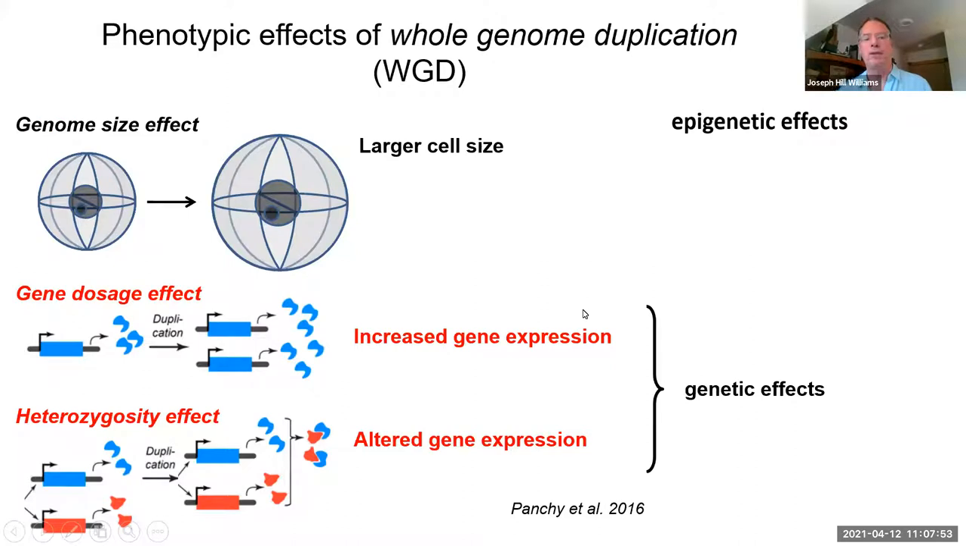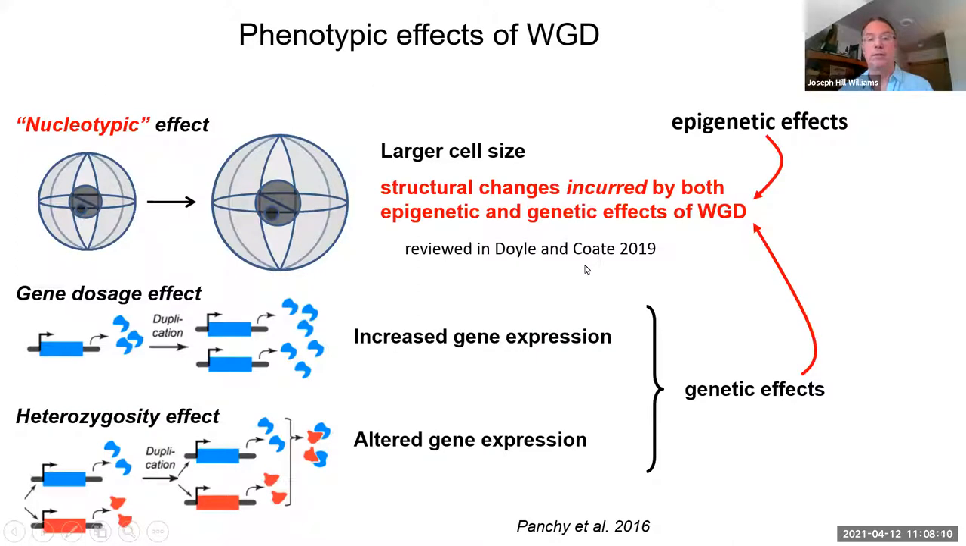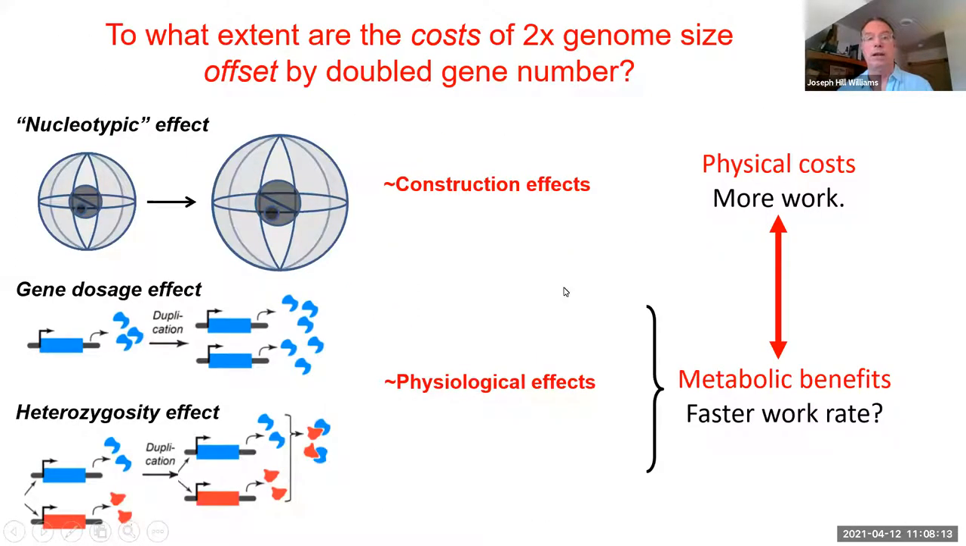But really the point I want to make here is that when you think about the phenotypic effects of whole genome duplication for pollen, or pollen tubes at least, you might think that there's larger cell size, but also there are effects that are due to increased gene expression. And the effects that are due to genes could be metabolic effects. There are lots of known physiological effects due to heterozygosity and gene dosage. And there are the effects that are due to physical construction, of having more work to do to make a larger cell and larger things in general.